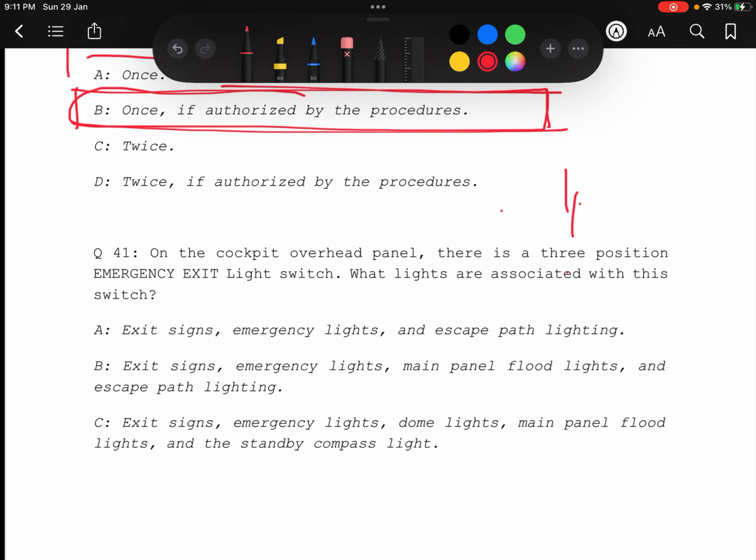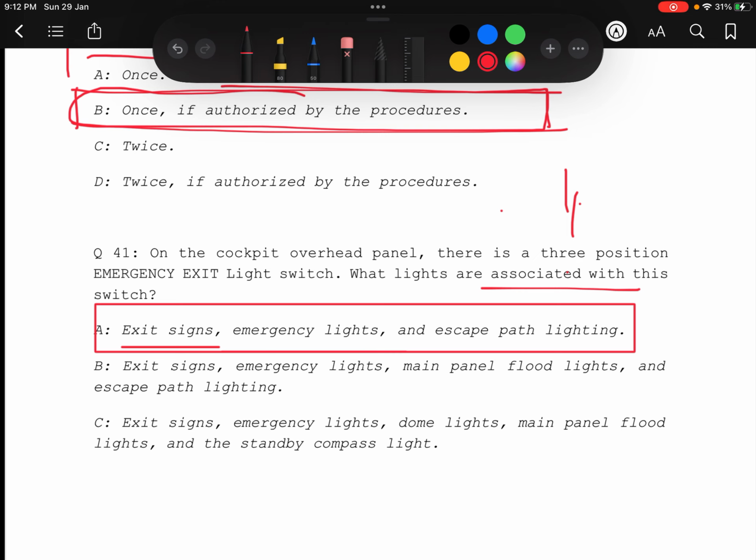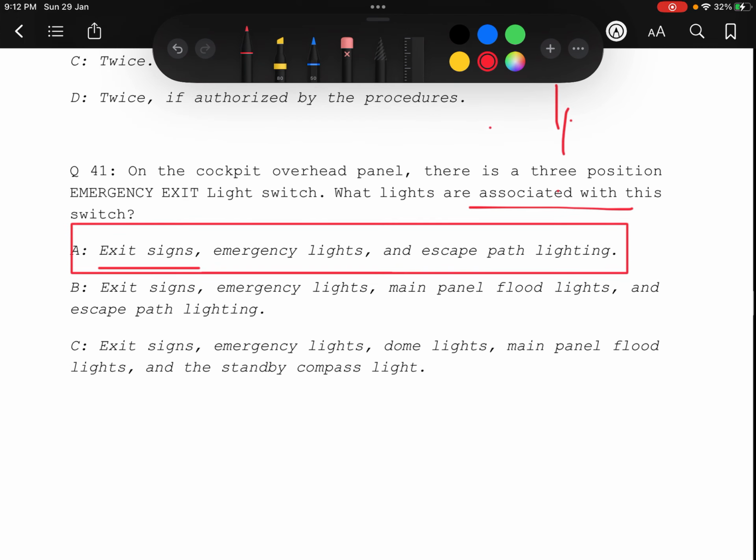Where is it? This is a 3-position switch, at the center of your screen, right? This is the emergency exit light switch. So this is associated with exit signs, emergency lights, and escape path lights. This is a thing to remember. Again, I'm saying, it is just to remember what this is connected with, right? So option alpha.